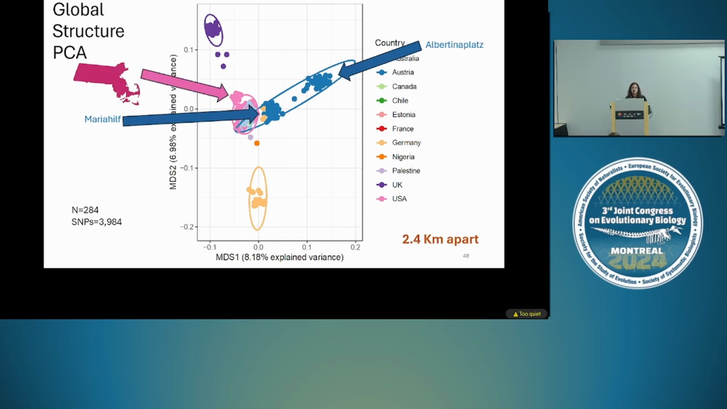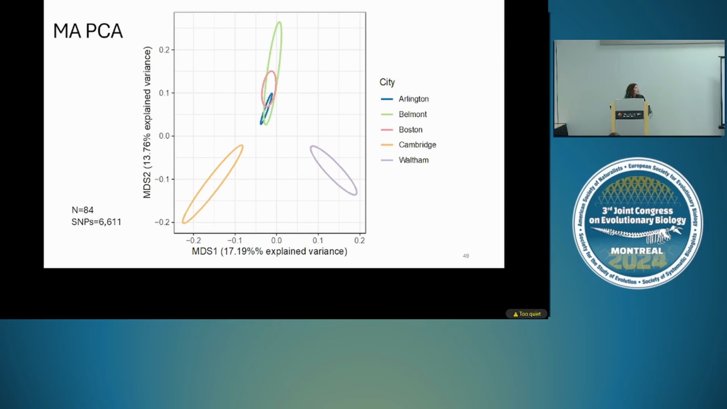I'm at Boston University, so there you go. And you can just use your imaginations that there are points inside of the ellipses. Okay, so for this analysis, I reran ANGSD on only the Boston area samples, and I did a PCA. And we can see clustering based on small-scale distance here.